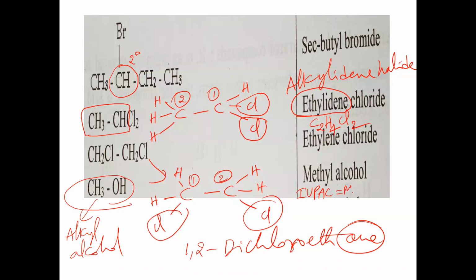The IUPAC name is methan-ol. Here OL is the suffix for the OH group, alcohol. For alcohol, the secondary suffix is OL. So the IUPAC name is methanol, and the common name, also called the trivial name, is methyl alcohol. So this ethylidene and ethylene concept, you should not confuse.